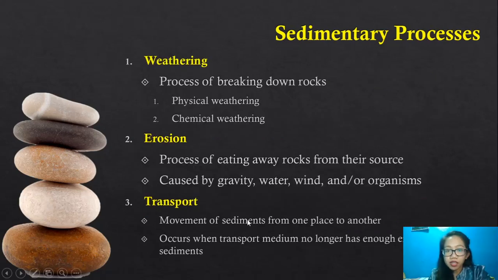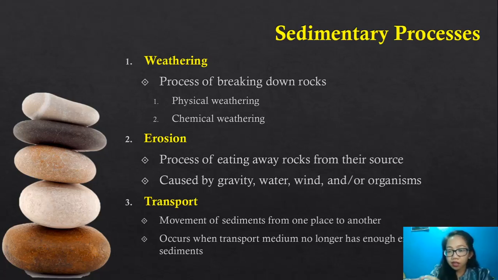Okay, so there is a continuum or a process of how sedimentary rocks are formed. First, a former rock, a pre-existing rock, either sedimentary, metamorphic, or igneous, must undergo weathering. So it will be exposed to physical or chemical processes. Then, since the rock has now broken down, the materials in the rock will erode, eating away from the source itself, dropping from the rock itself.